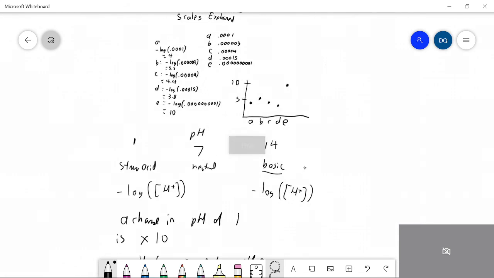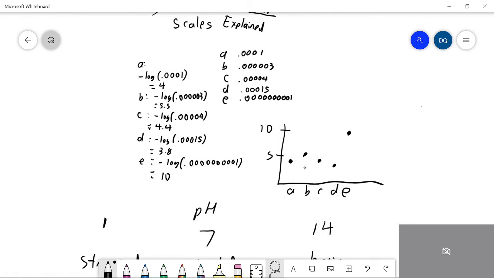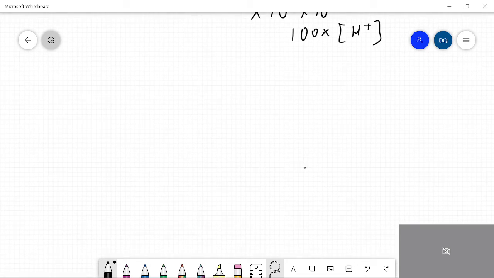So with these really small numbers, by taking the log, they'll become negative numbers. Switching them to positive, we end up with numbers that can be easily compared to one another, plotted to one another, as long as you understand that whenever your pH drops by 1, that's 10 times the hydrogen ion concentration. So that's a pH scale.